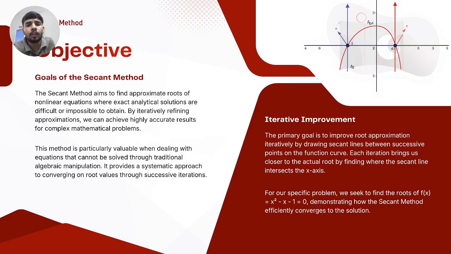Okay, so what is the objective of the secant method? The goal of the secant method is to find an approximate root of a non-linear equation where exact analytical solutions are difficult to impossible to obtain, by iteratively refining approximations. We can achieve highly accurate results for complex mathematical problems. The primary goal is to improve the root approximation iteratively by drawing the function curve. Each iteration brings us closer to the actual root by finding where the secant line intersects the x-axis.